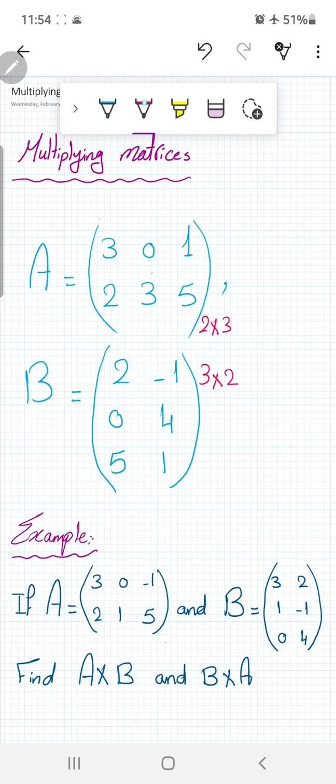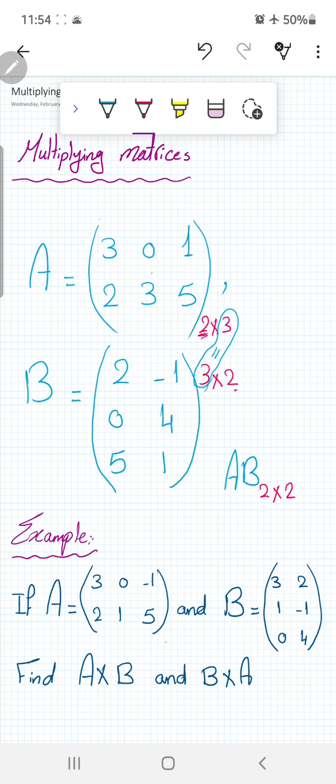Okay, so here we have 3 equals 3. Here the 3 is the number of columns in the first matrix equal the number of rows in the second matrix. So the condition of multiplying two matrices is the number of columns of the first matrix must be equal the number of rows of the second matrix. Okay, and the result AB is a matrix. Its order is 2 times 2.